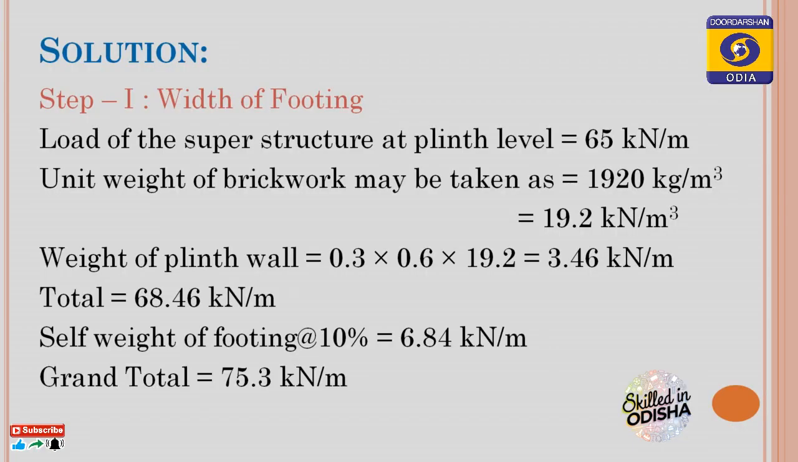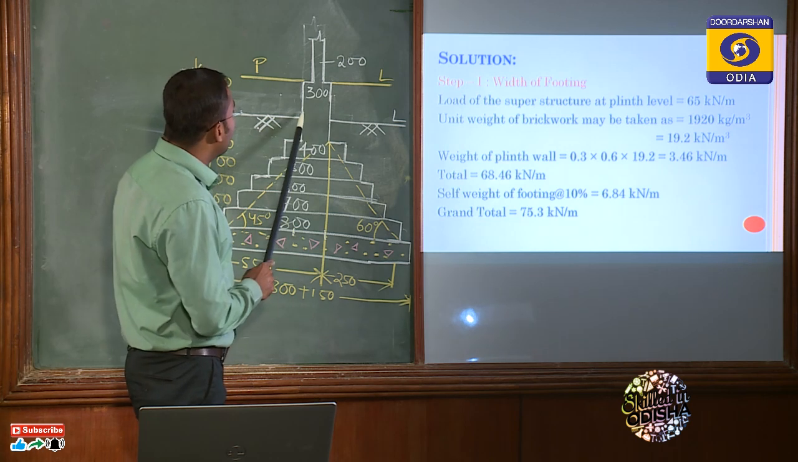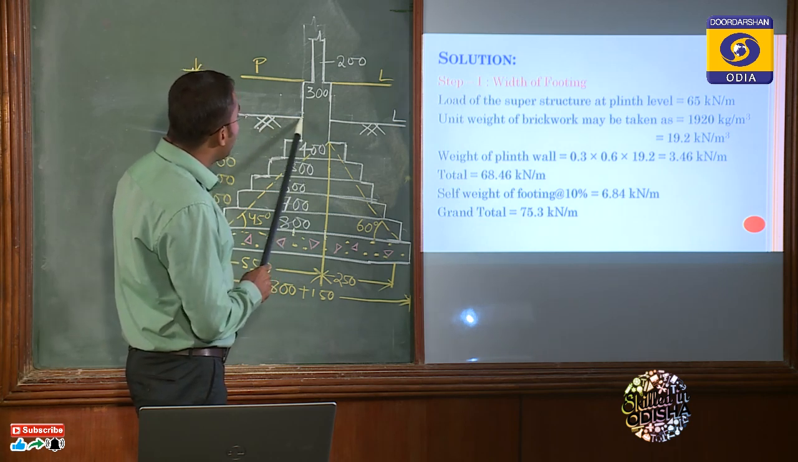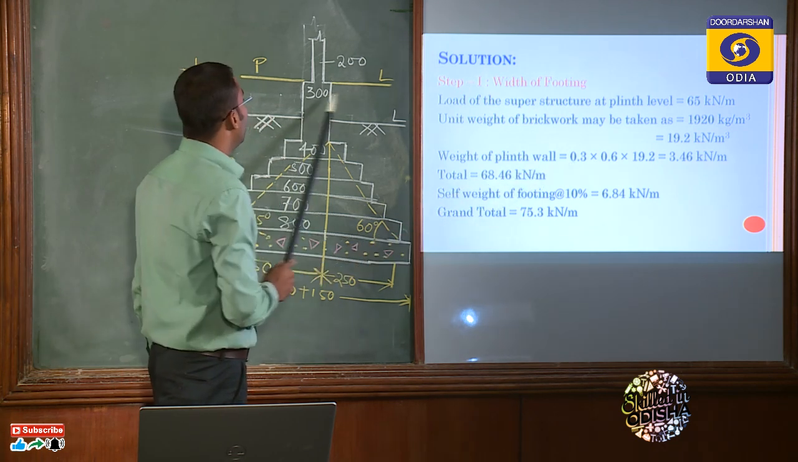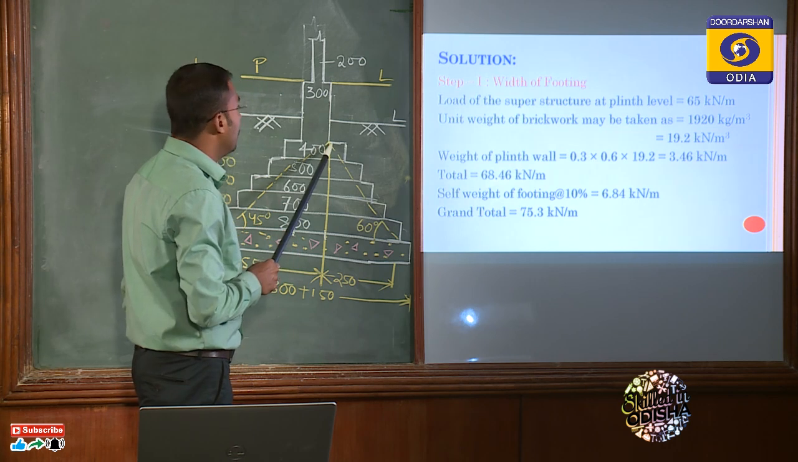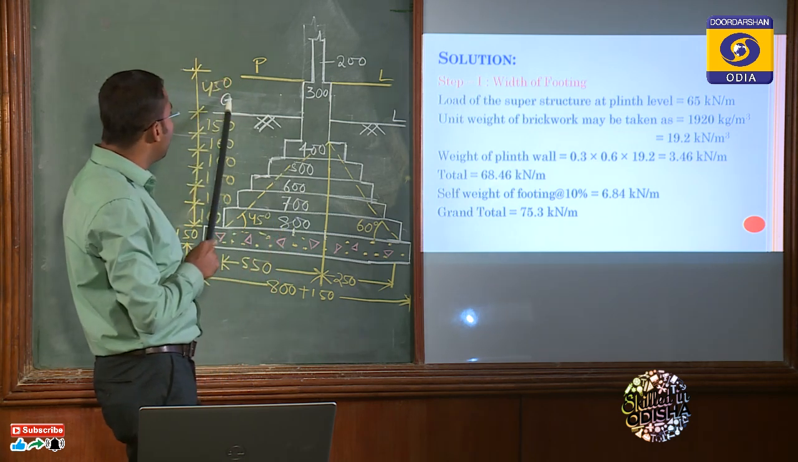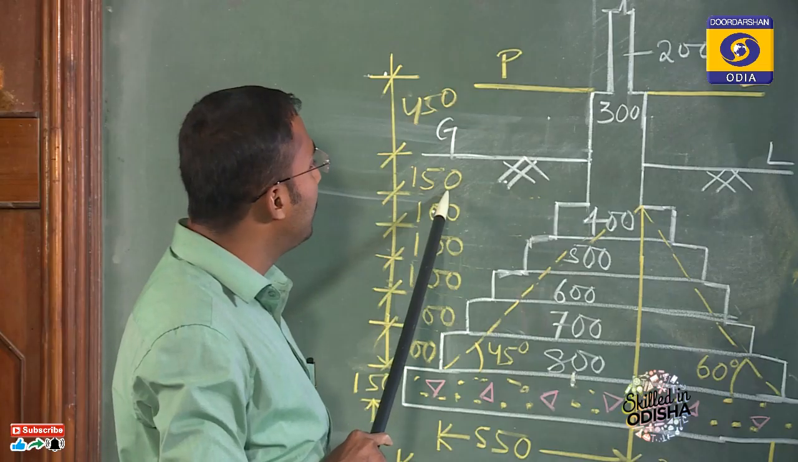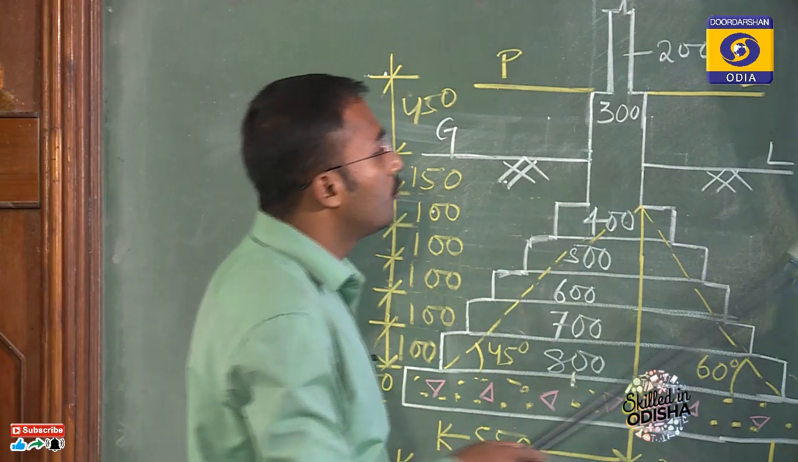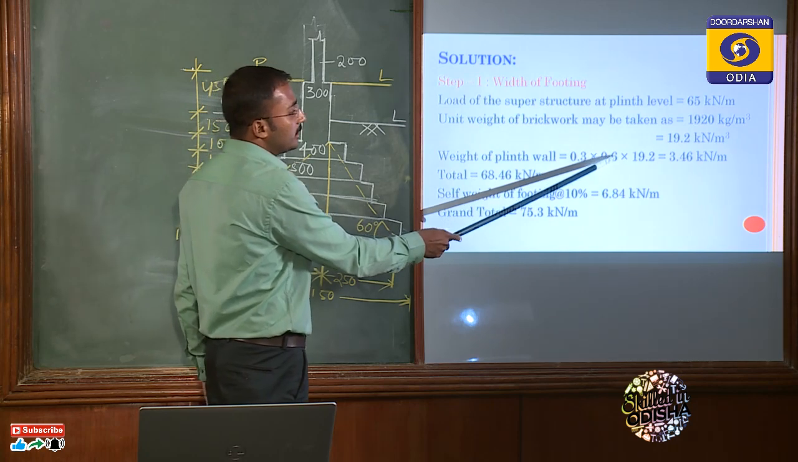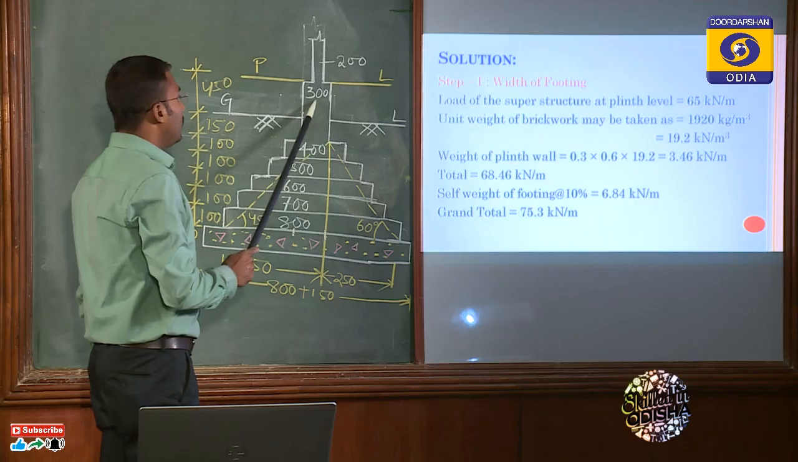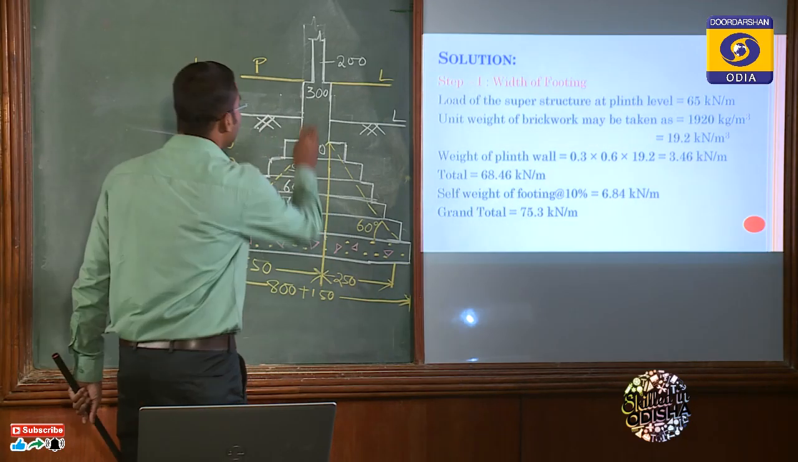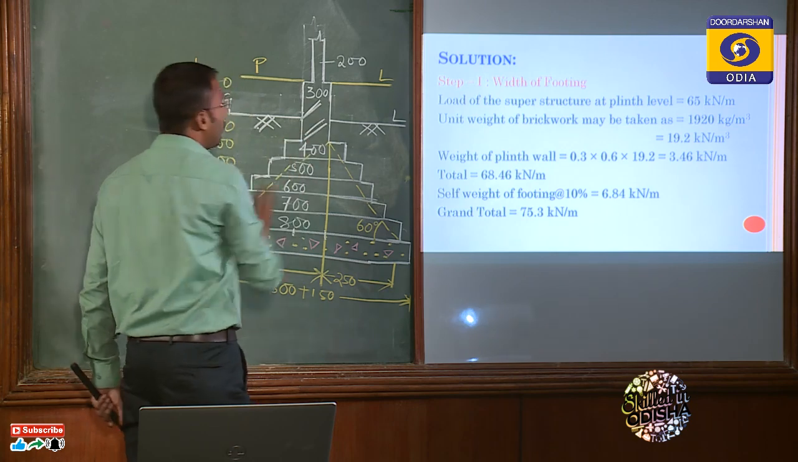Now the weight of the plinth wall. How to calculate this weight of the plinth wall? Look at here. This is the thickness of the plinth wall, 300 millimeter, so in meter it is 0.3 meter. This is the height of the plinth wall, 450 plus 150. The total is 600 millimeter, in meter it is 0.6. And this 19.2 is the unit weight of brickwork.